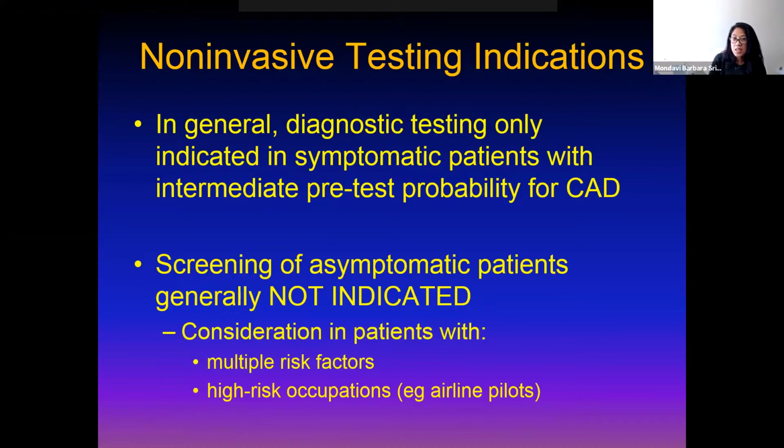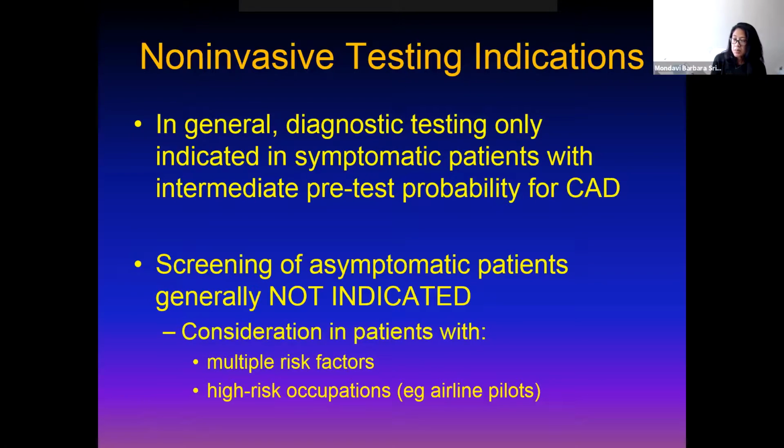So in general, we don't test patients for stress testing unless they're actually symptomatic, and they have an intermediate pretest probability for having underlying coronary disease, as I mentioned, because of the likelihood ratio and where the usefulness of diagnostic testing runs.